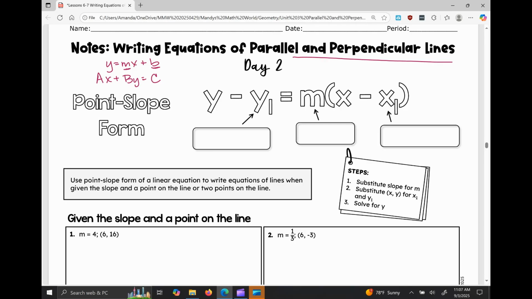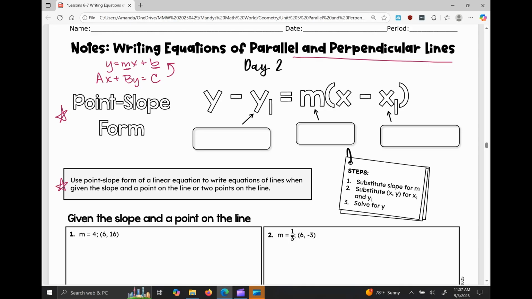We changed standard form of a linear equation. We converted it to slope-intercept form of a linear equation and graphed lines that way. Today, we're going to be looking at point-slope form of a linear equation, which is written as y minus y1 equals m times x minus x1.